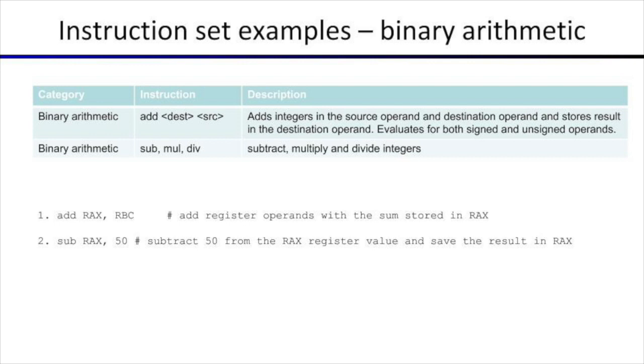Let's look at binary arithmetic. These are simple: add, subtract, multiply, and divide, and you get two operands, the dest and source operand, and these operate on the destination and source operands and put the results into the dest operand. So add RAX comma RBX is going to add RAX and RBX values and put the results in RAX. Subtract RAX, 50 as the second example, is going to deduct 50 from RAX.